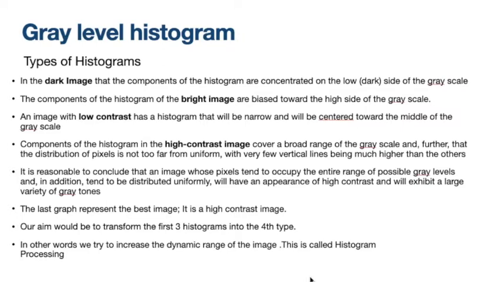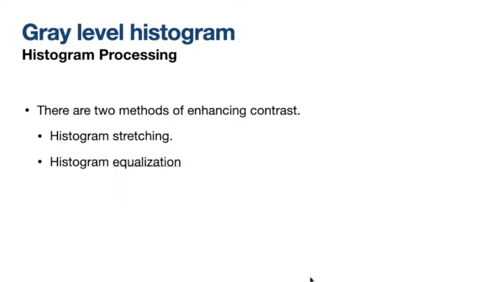Okay, so what we are going to do is simply increase the dynamic range of the image. So that is histogram processing, and in histogram processing there are two methods for enhancing the contrast. First one is histogram stretching, and second is histogram equalization.